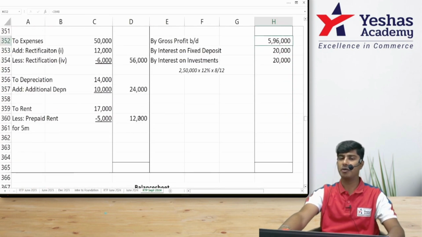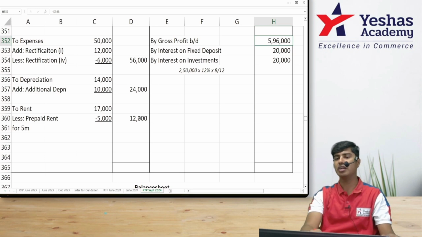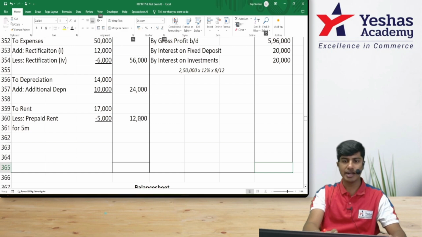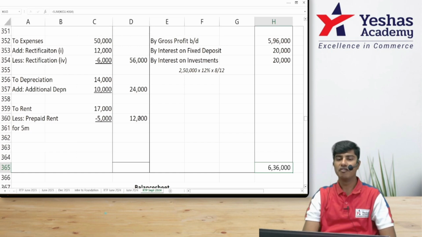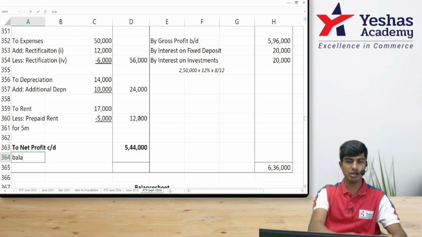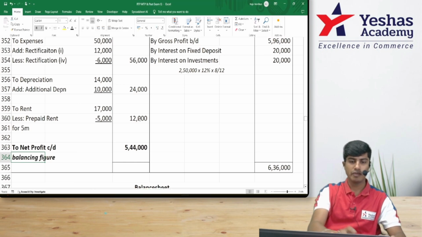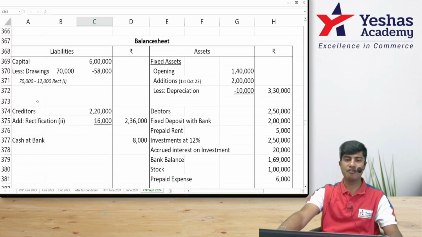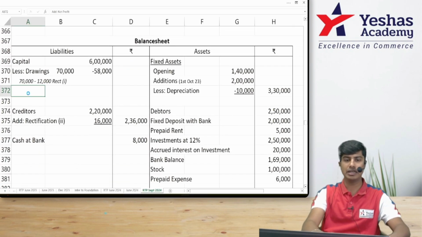In P&L, I'll find net profit. 596 plus 20 plus 20, 40. If you add, 6 lakh 36. From 6 lakh 36, we will deduct 6 lakh 24, then 6 lakh 12. From 6 lakh 12, if you deduct 12, 6 lakh. 6 lakh minus 56, 5 lakh 44. 5 lakh 44,000 will become our net profit. This net profit will be taken to capital. Add it to capital. Shall I add it to capital? 5 lakh 44. I'll add it to my capital here.